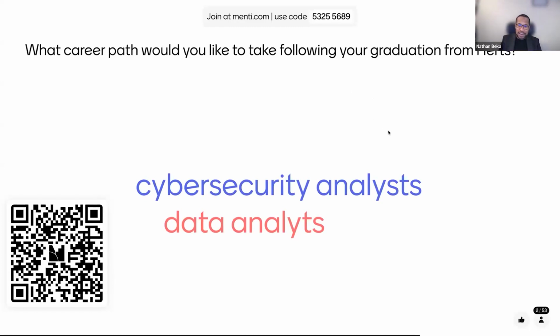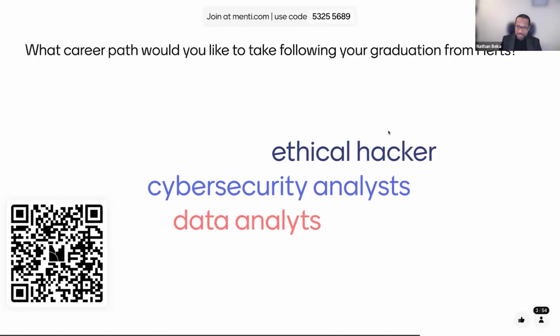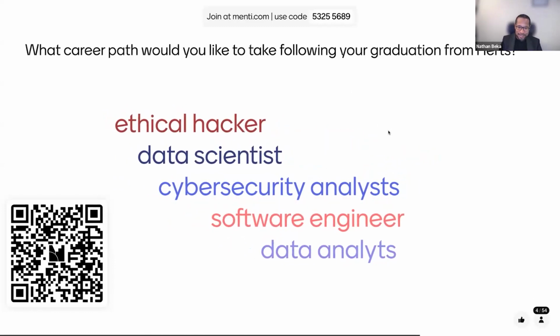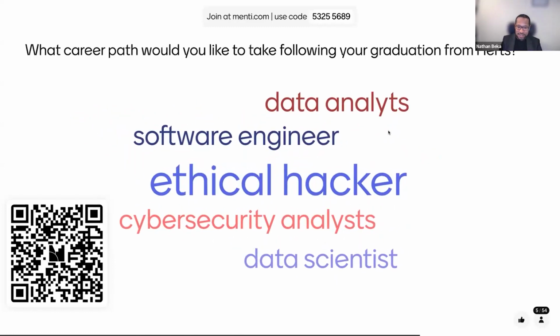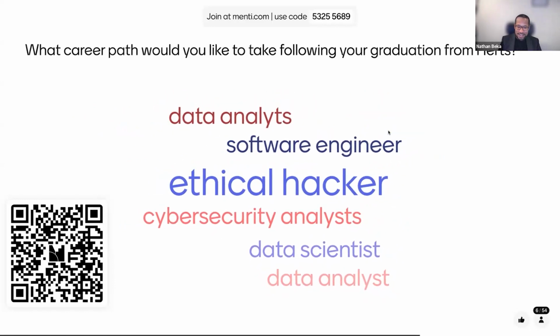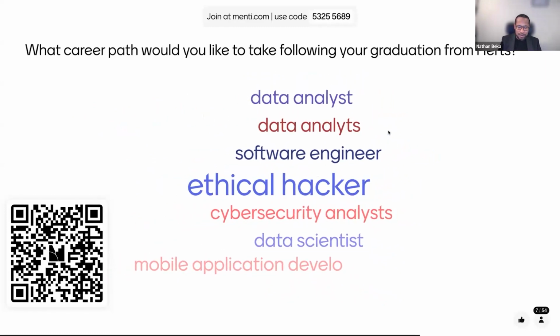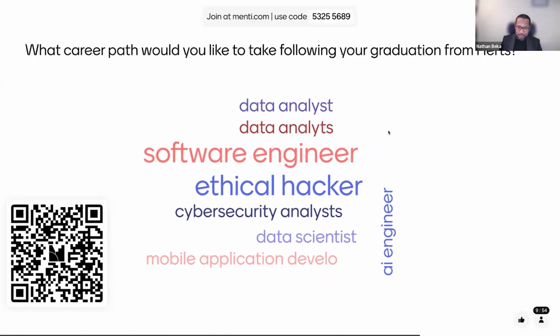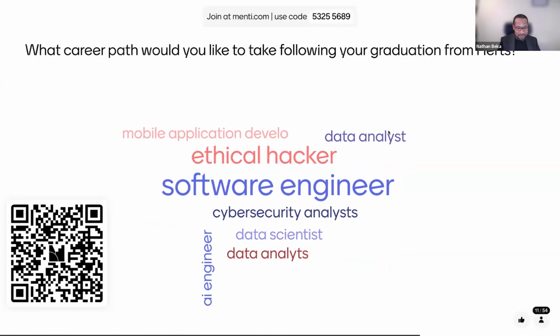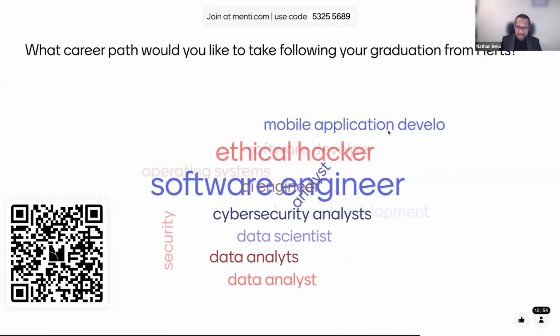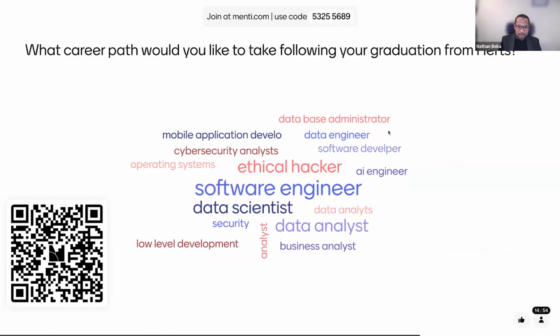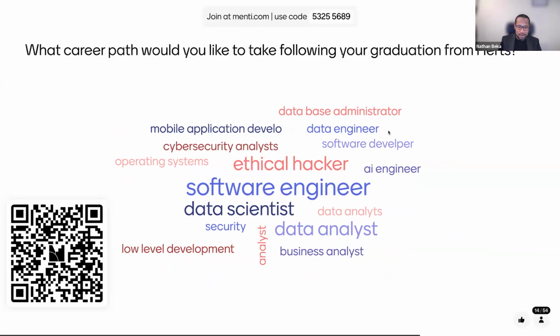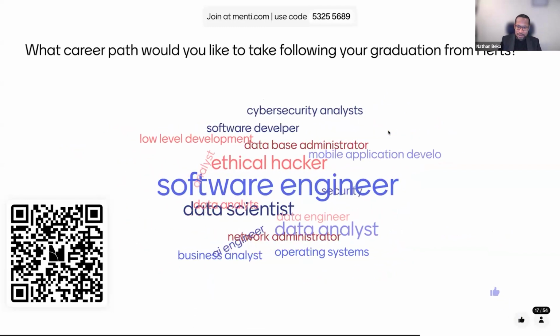So cybersecurity analyst, data analyst, that's interesting. An ethical hacker, yep, it's good. Data scientist, very big area these days. Software engineer, data analyst. I can see ethical hacker is quite popular. Cybersecurity analyst, a mobile application developer. That's wonderful. An AI engineer. Yep, that's a very big space now, artificial intelligence. An analyst. You know, if someone wants to go into operating systems, low-level development, it's good.